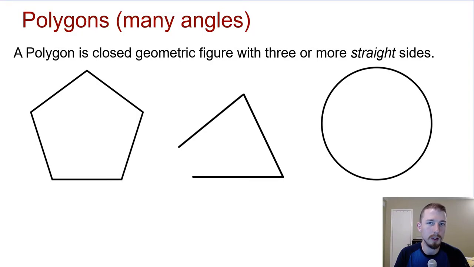Hey guys, welcome back. Today should be a little bit shorter than what we did yesterday, gratefully. We also are going to do a proof for the exterior angles of a polygon and first revisit whether or not a circle is actually a polygon.